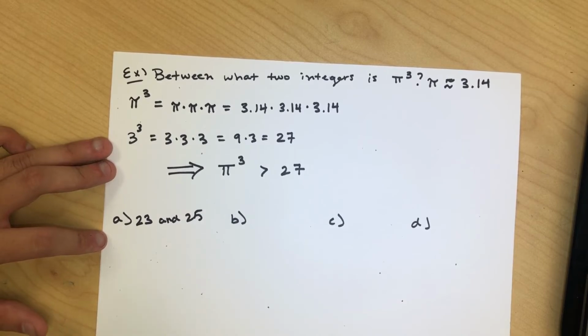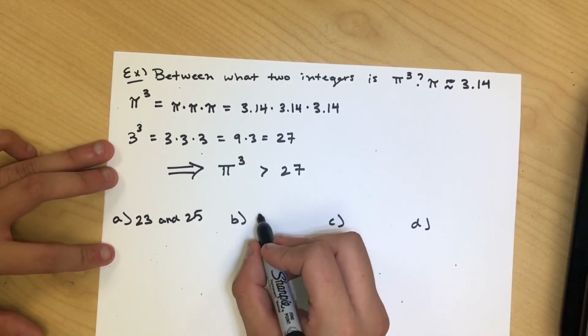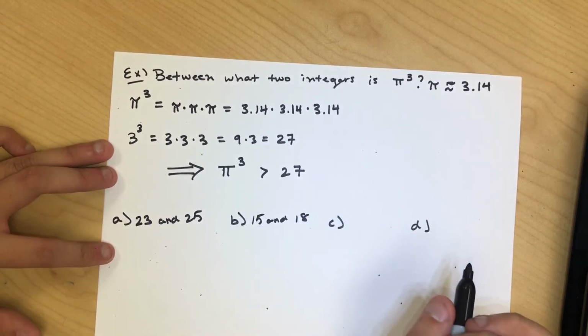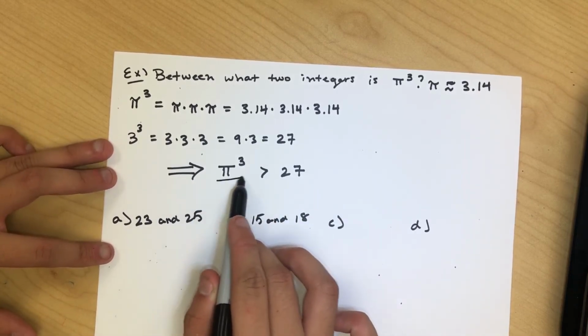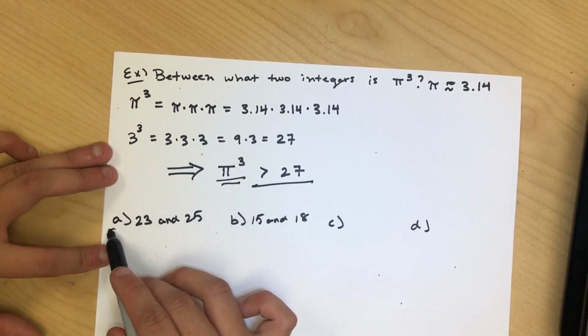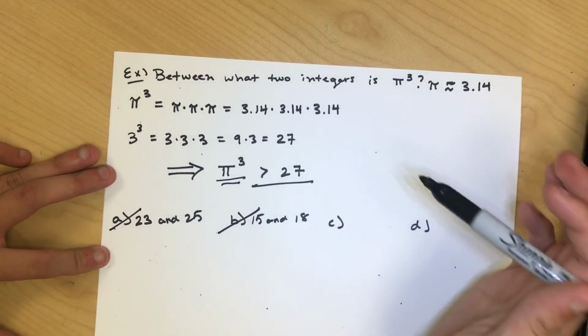Okay, so now let's look at another one. Let's say maybe it's in between 15 and 18. Okay, is pi cubed in between 15 and 18? No, because pi cubed has to be greater than 27. Okay, so maybe we can rule out both of these, right? Process of elimination works very well sometimes on multiple choice exams.